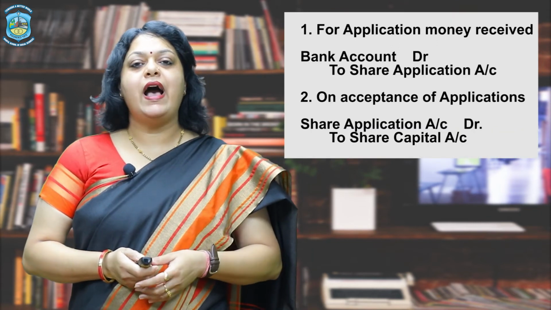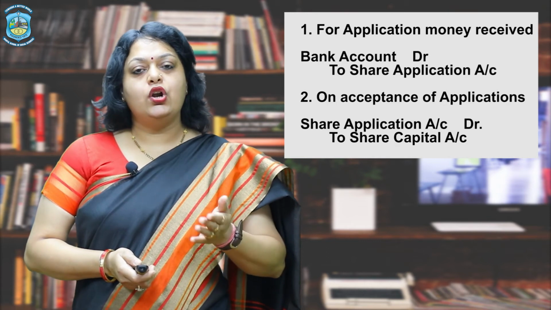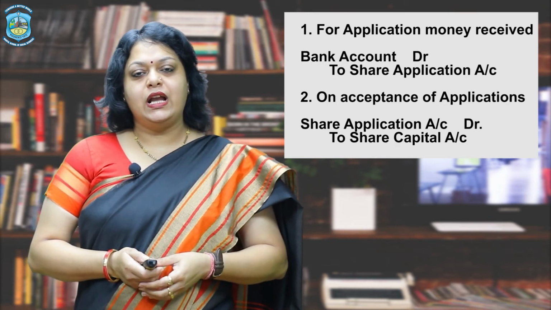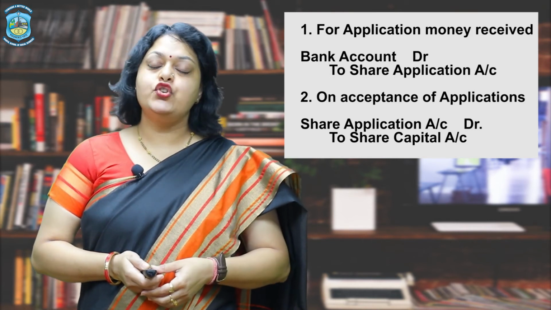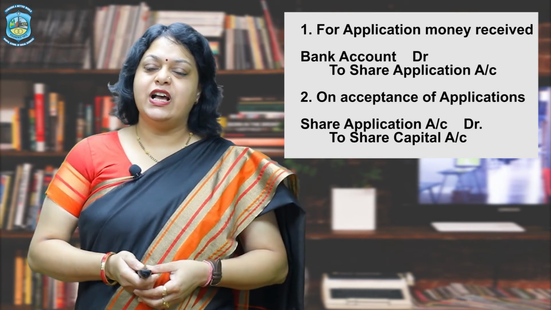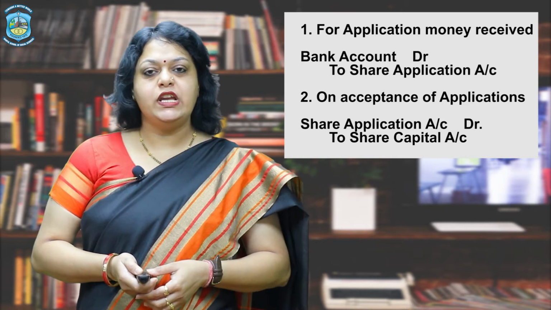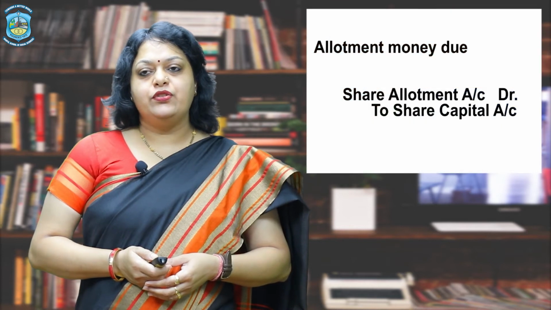So, these are the simple entries for the first stage when the company makes an issue. The first entry we have seen is bank account debit to share application account, and the second entry is share application account debit to share capital account, meaning transferring the application money to the share capital account. After that, we have the next entry, the due entry for the allotment money. Allotment is made by the company to the public.